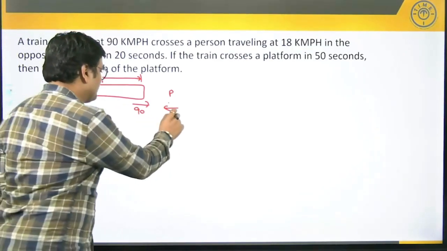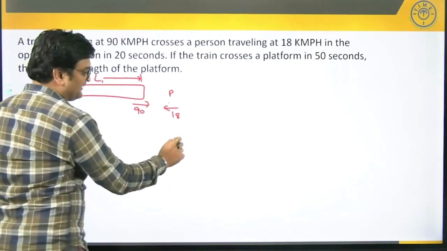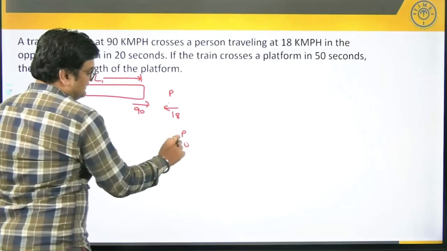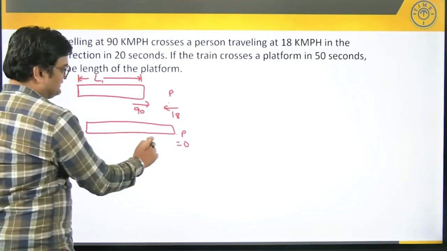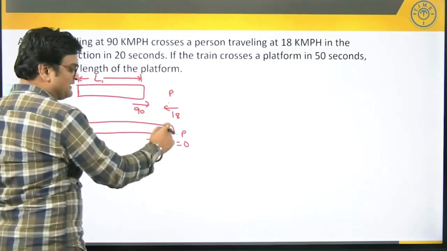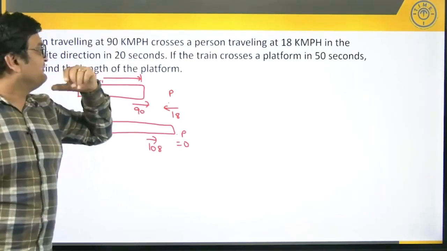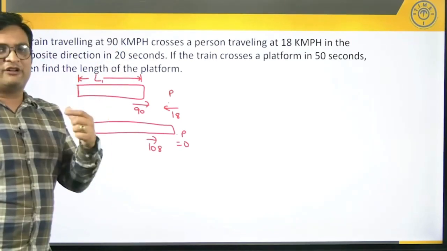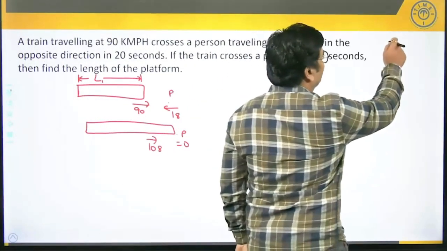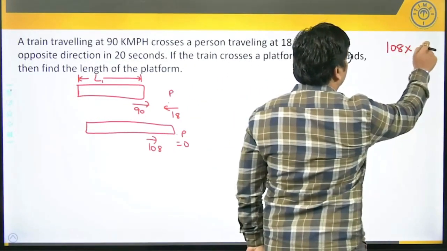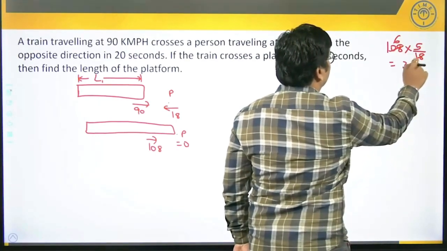Now, if they are moving in opposite directions, when we apply relative speed, we keep the slower body at rest and we assume that only the train is moving with relative speed, which happens to be the sum of the speeds. Please also notice that everywhere here the time units are given in seconds. So accordingly, we'll have to convert kilometers per hour into meters per second. The method for doing that is to multiply the speed in kilometers per hour by 5 by 18. When you do it, you will get 30 meters per second.